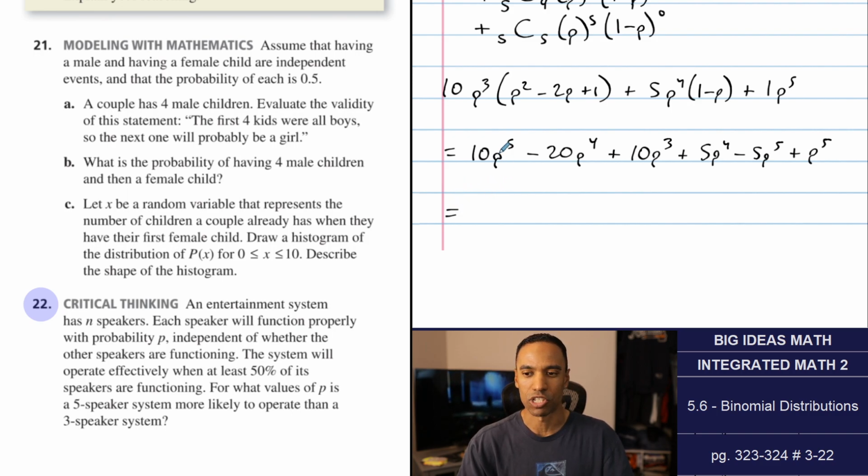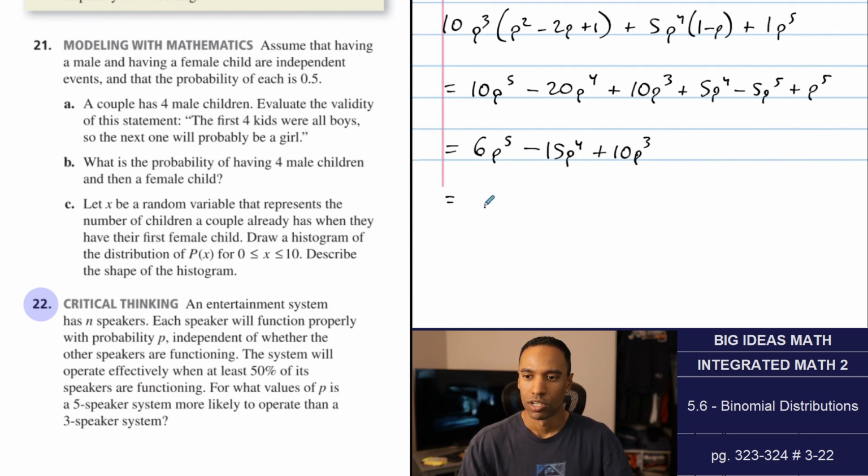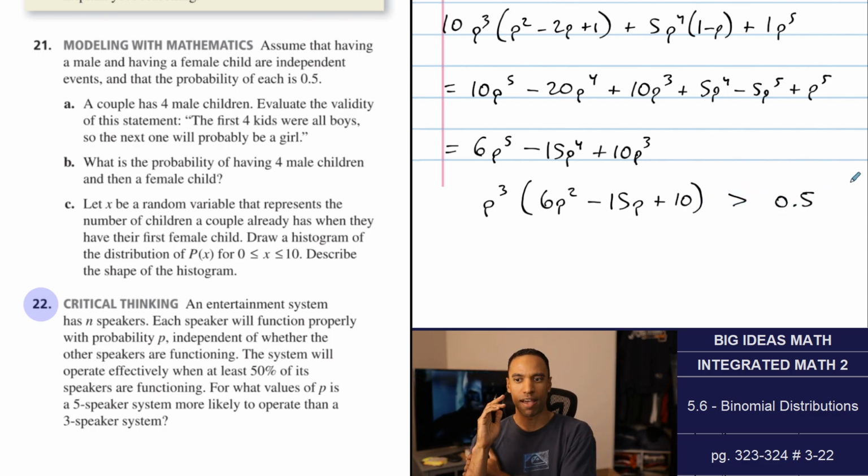So maybe it's not so much guess and check, but at least I have a function I can work off of. I'm curious if I'm doing this right. 10p to the 5th minus 5p to the 5th plus 1 is 6p to the 5th. Negative 20p to the 4th plus 5p to the 4th is negative 15p to the 4th. And then I have a plus 10p cubed. Well, p cubed can factor out. So p cubed times (6p squared minus 15p plus 10) has to be greater than 0.5. I need to get p values that'll make that so.